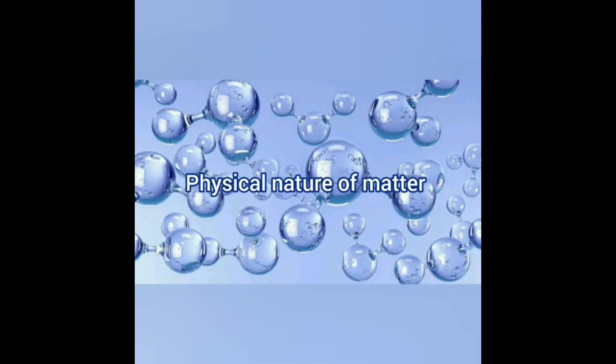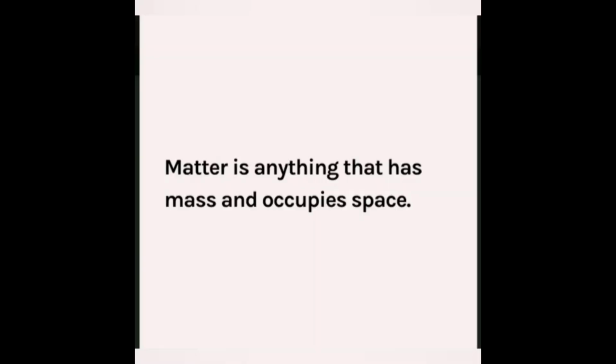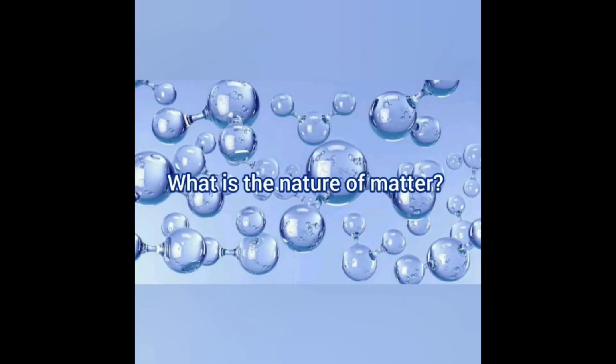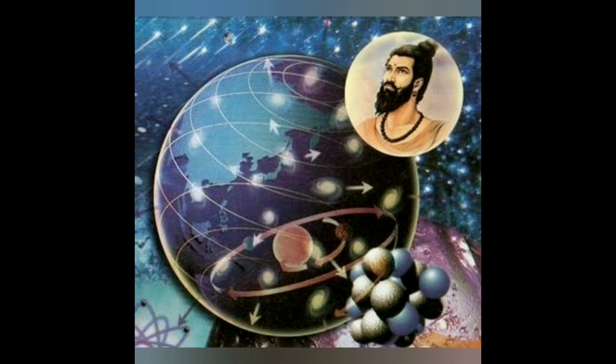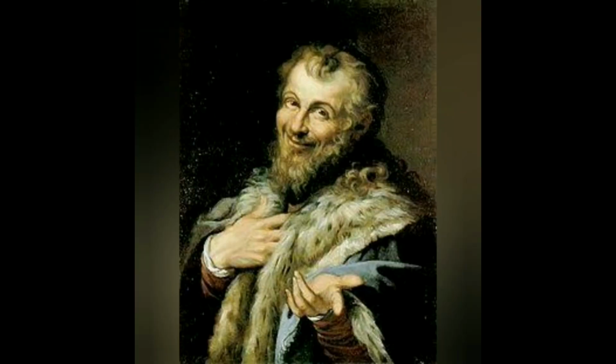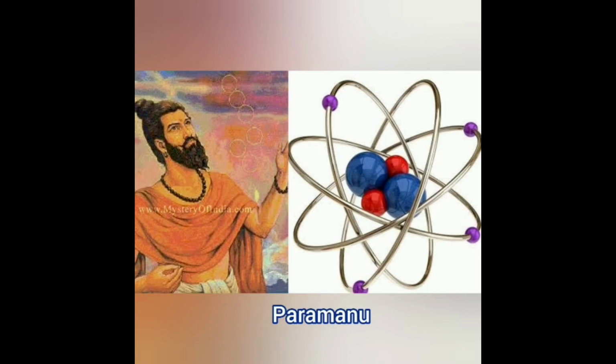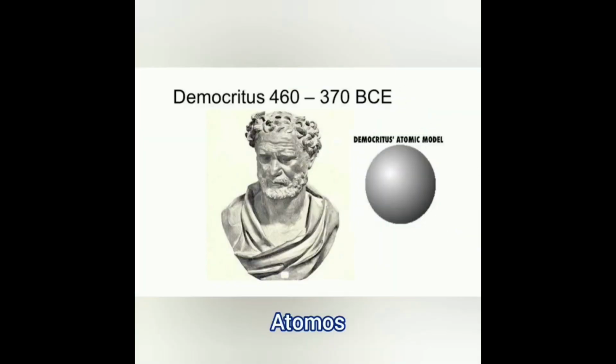Physical nature of matter. Matter occupies space and has mass. What is its nature? Many philosophers pondered over this question and came out with a lot of ideas. It is known that the Indian philosopher Kanada and the Greek philosopher Democritus had similar ideas. The Indian philosopher called it Paramanu, and the Greek philosopher called it atomos.